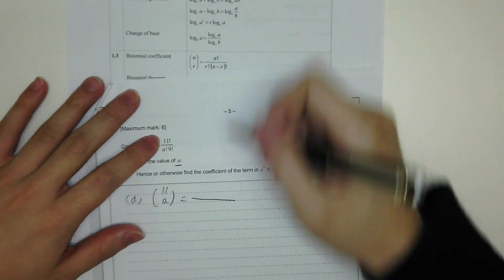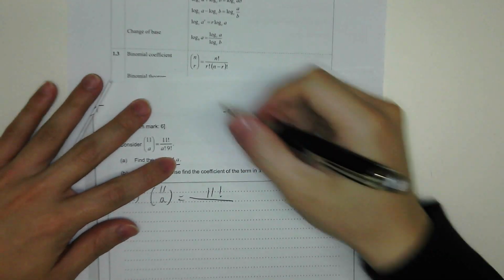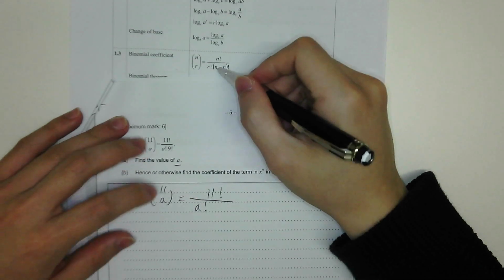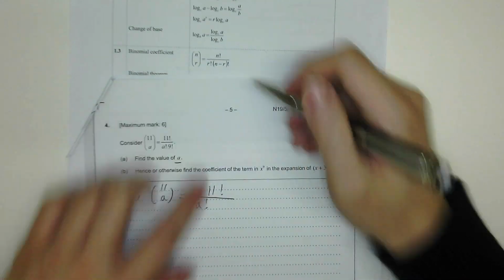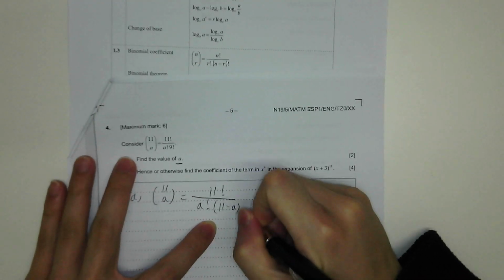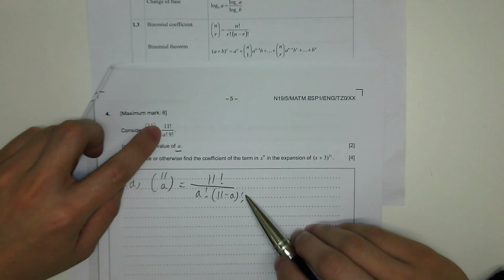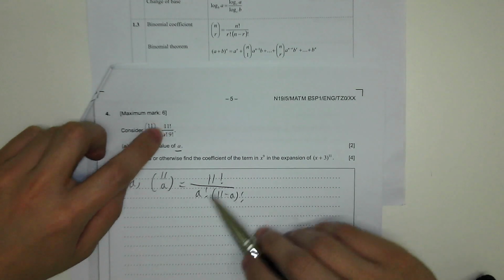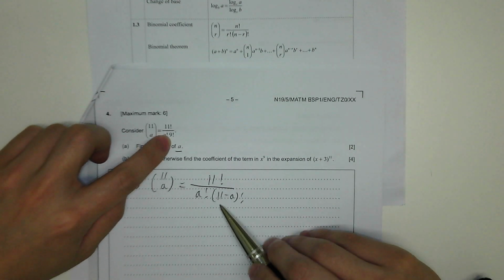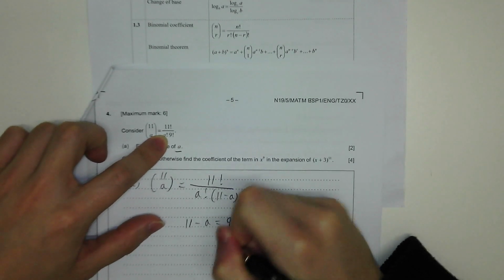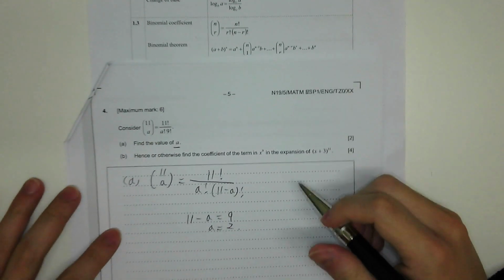So n factorial, that is 11 factorial. r factorial will be just a factorial, and then (n minus r) factorial. So that means (11 minus a) factorial. And now you see, these two are pretty similar. 11 factorial, a factorial. But the 9 factorial will be this one. So that means 11 minus a equals 9. So a equals 2. Alright.